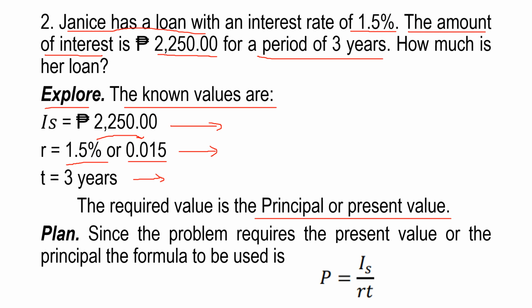So we're now looking for the value of P. Since it's the same process, we know that the given formula for simple interest is I equals PRT. Then for your second step, which is your plan, we just simply divide the entire equation by RT, to cancel the RT at the left side of your equation. So your principal now will be equal to your simple interest over the product between your rate of interest and your time or term.